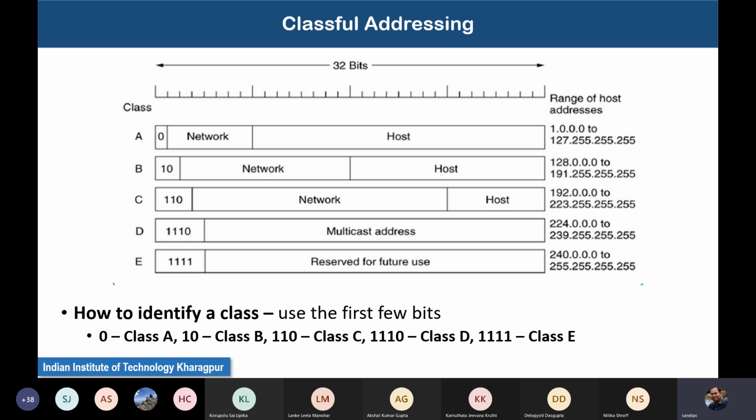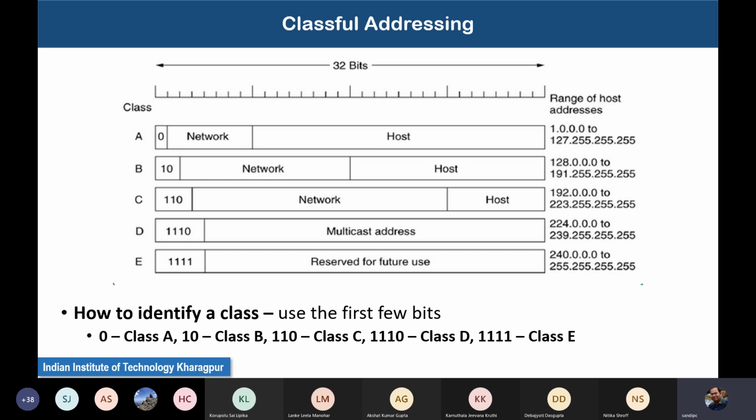So we have broadly divided the space into 3 classes, followed by one group for multicast addresses and one group for reserved addresses, class D and class E. Primarily, to an individual host, the IPs are assigned from either class A, class B, or class C. And we identify whether an address belongs to class A, B, or C by looking at the first few bits.